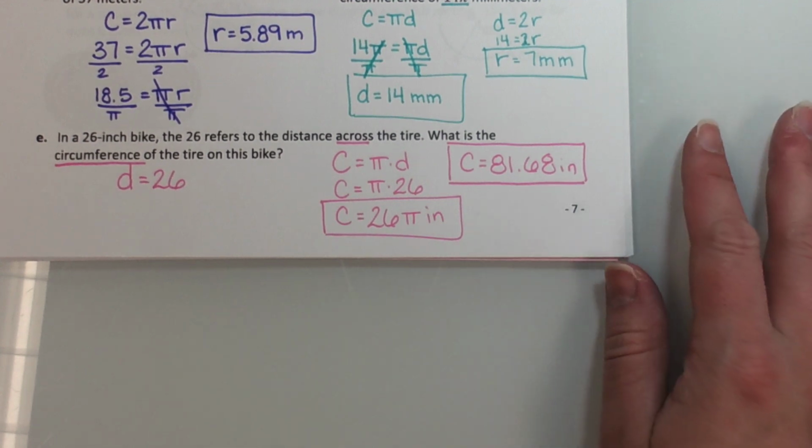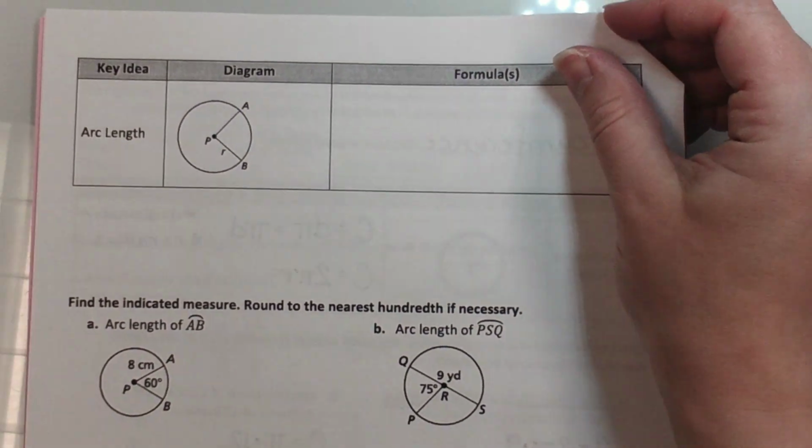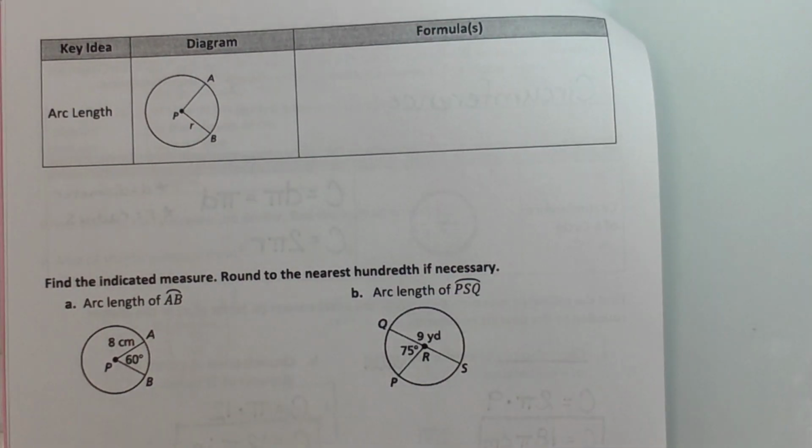Okay, page 1. Nothing too crazy. Page 2. We're also talking about arc length today. Arc length also has two different formulas because an arc length is a length of an arc. It's a part of a distance around a circle. Have we heard something like that before? Part of the curve of the circle?